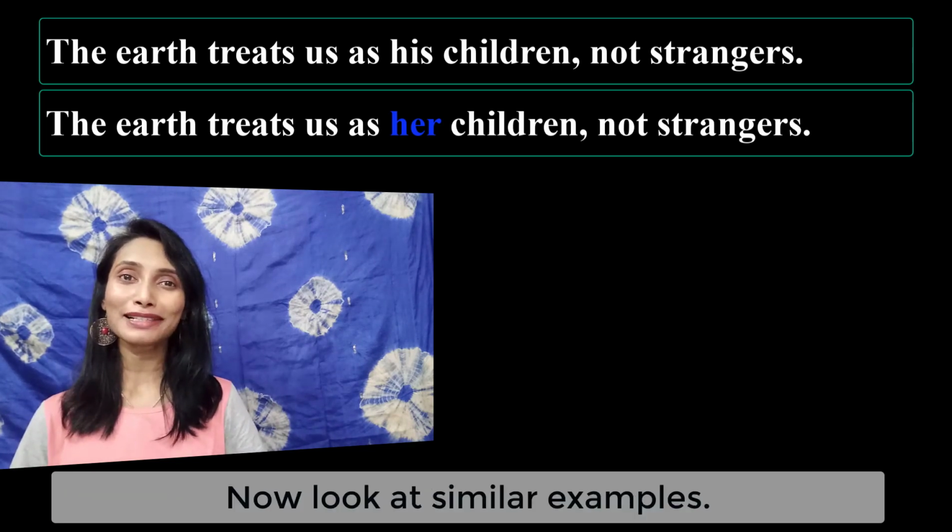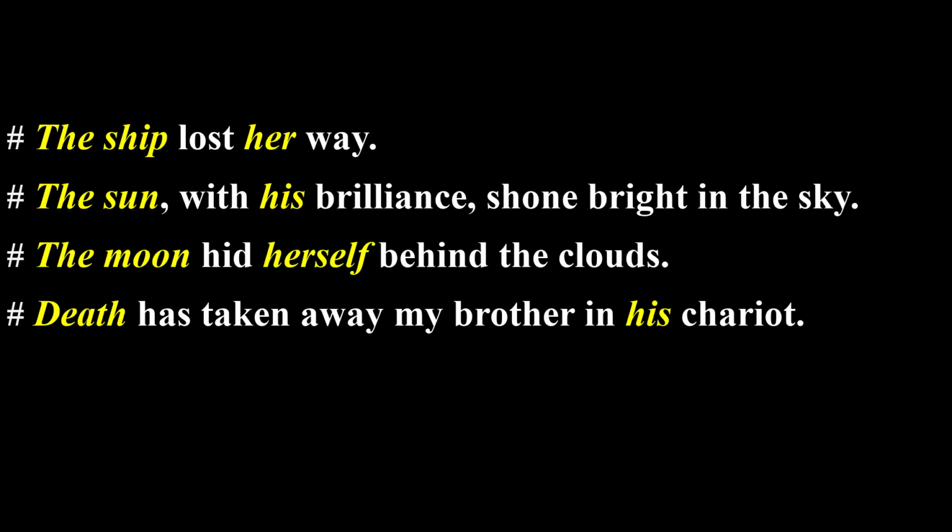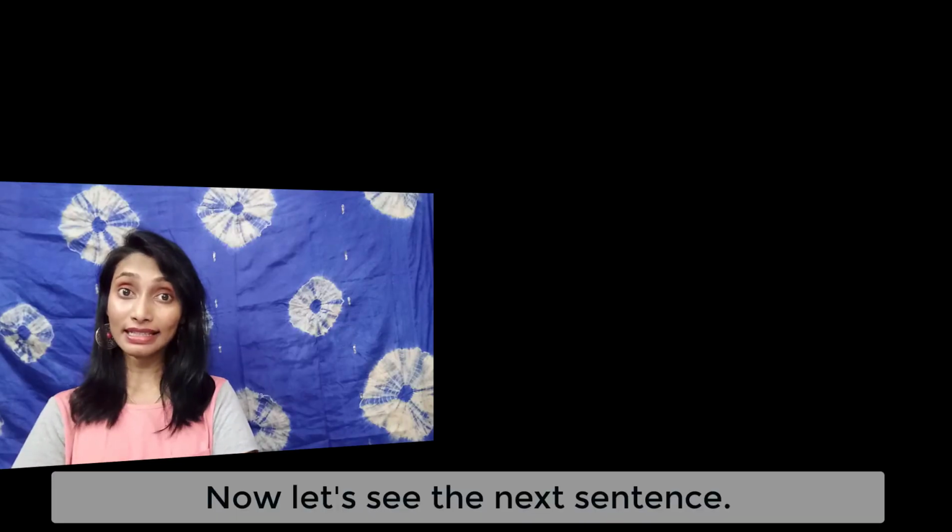Now look at similar examples. The ship lost her way. The sun, with his brilliance, shone bright in the sky. The moon hid herself behind the clouds. Death has taken away my brother and his chariot. Now let's see the next sentence.